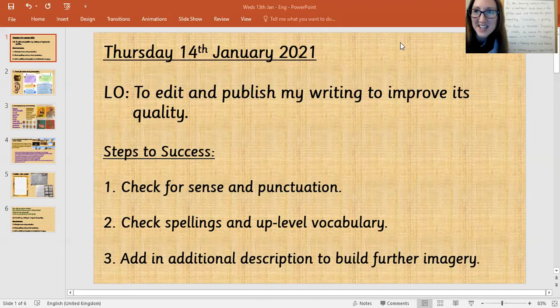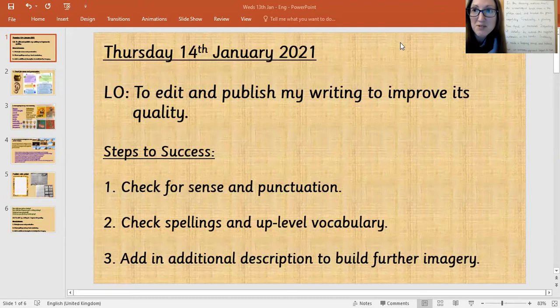As you know, yesterday we set about writing our short story based on a film that we were watching, The Egyptian Pyramid. We were using those special descriptive techniques to make sure our writing was really powerful and effective for our reader. And today our learning objective is to edit and publish my writing to improve its quality.